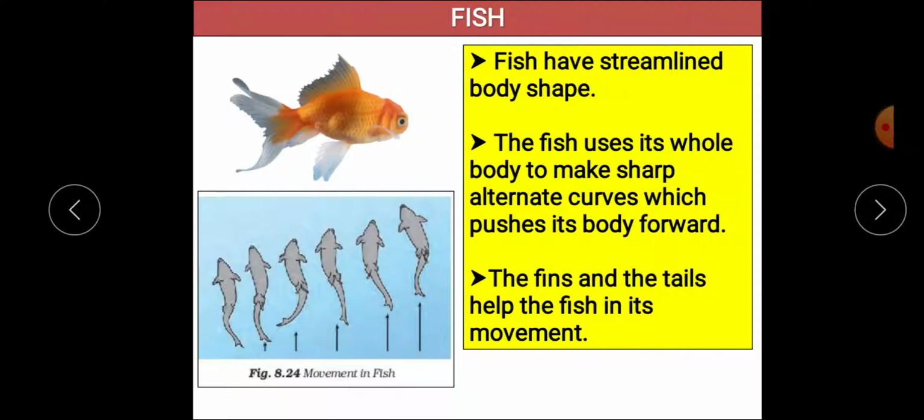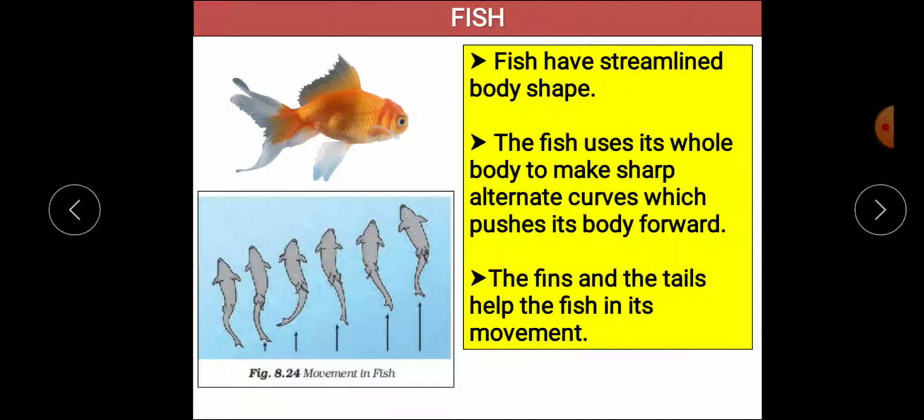The streamlined body shape helps to resist any friction or resistance. That means it helps the fish to swim swiftly in the water. The water will just flow from the side and doesn't provide much resistance to the fish, so they can smoothly swim through the water. How does a fish actually move in the water?